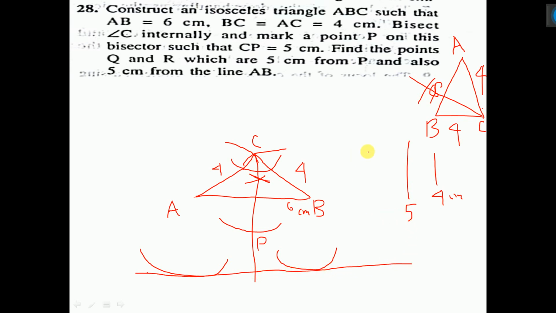Then again 5 centimeter you take with your compass. From point P, you draw 5 centimeter radius arc, very big arc, so that it cut this line in 2 points. So this is one point. It will be in the question. It is told that find points Q and R. So this point is Q. Remember, this point is Q and this point is R. So that is the sum. That's all.